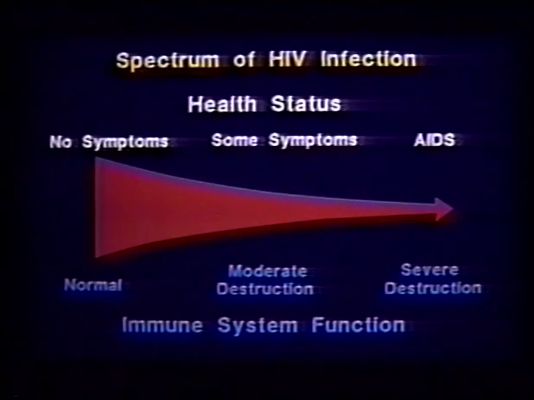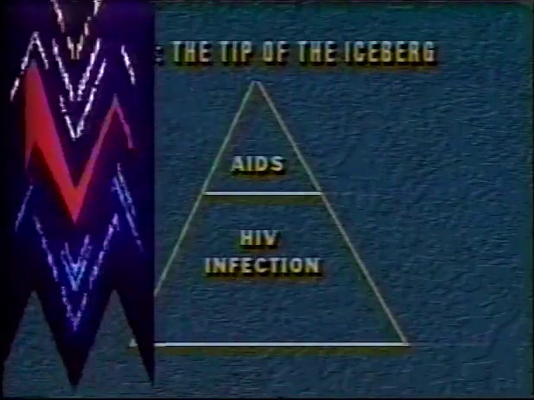So we need to think of HIV infection as a spectrum of infection, where when a person becomes infected, they have absolutely no signs or symptoms of infection. And as the T4 cells become depleted, eventually they will develop AIDS. On the average, it takes about 12 years for a person who would become infected today to develop AIDS.